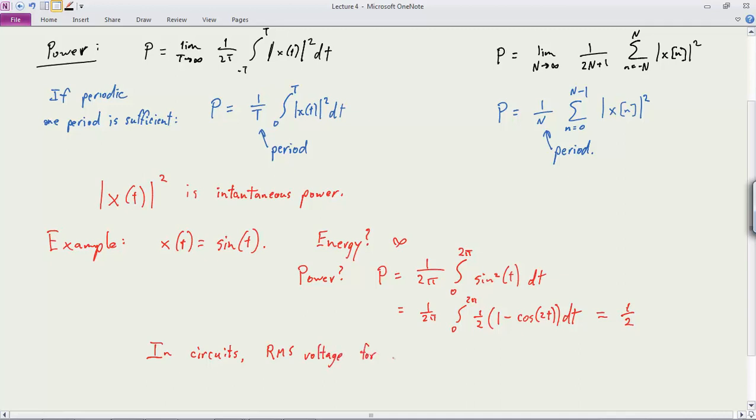And the conversion is simply that you take the peak voltage and divide it by the square root of 2, and you call that the root mean square voltage. The reason is that if you do that conversion, you can just plug your RMS voltage into all of the same formulas you would have had for power dissipation.